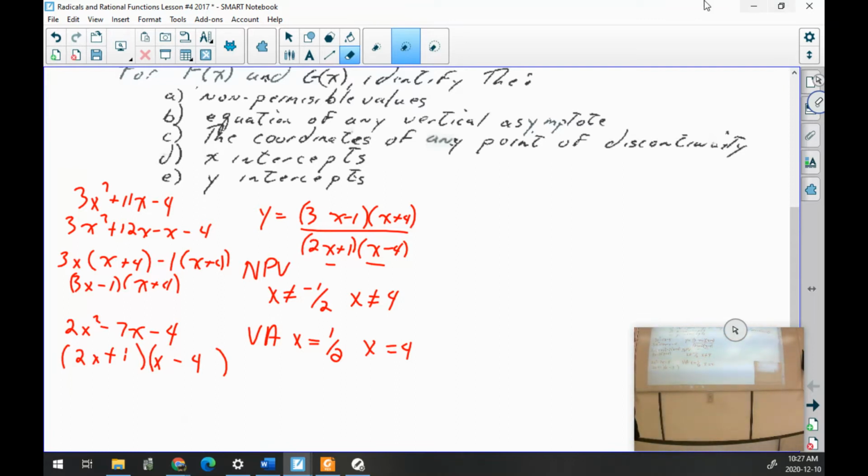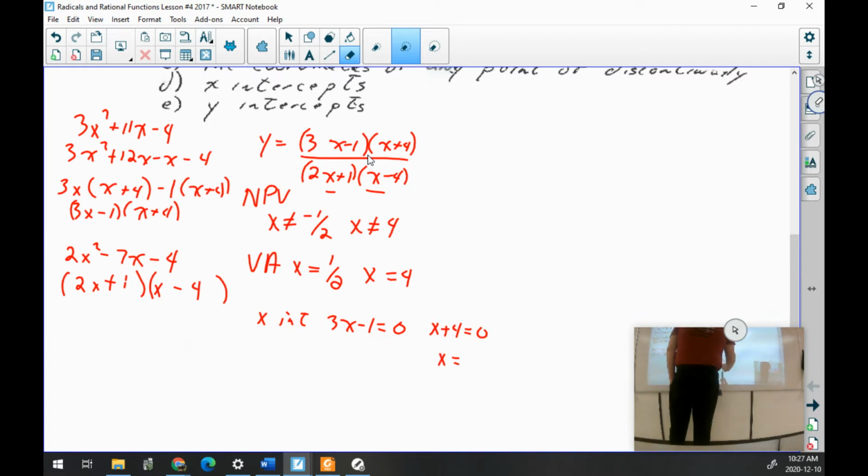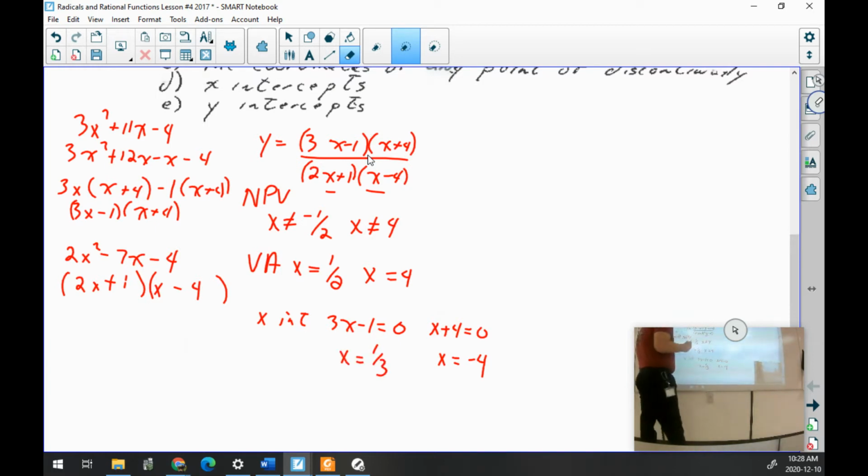Points of discontinuity, because this is the reduced form, since I didn't cross anything off, there are no points of discontinuity. The x-intercepts are going to occur where 3x minus 1 is equal to 0 and x plus 4 is equal to 0. So we have an x-intercept at negative 4 and an x-intercept at 1/3. Again, the x-intercepts occur in the numerator.